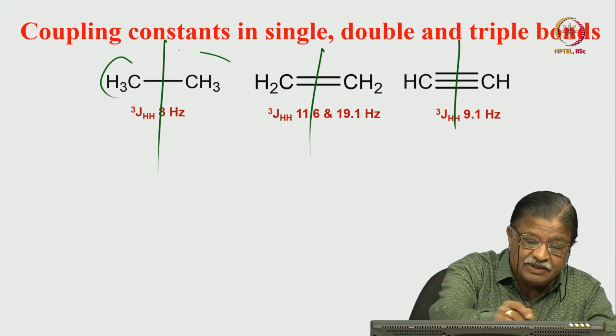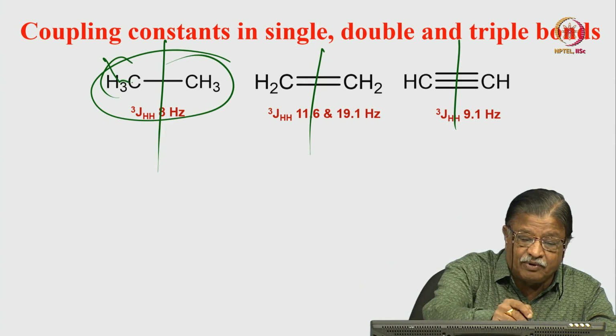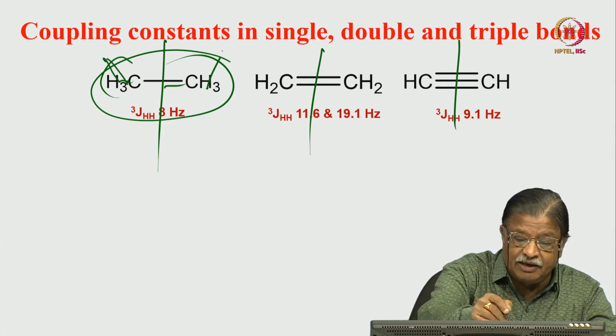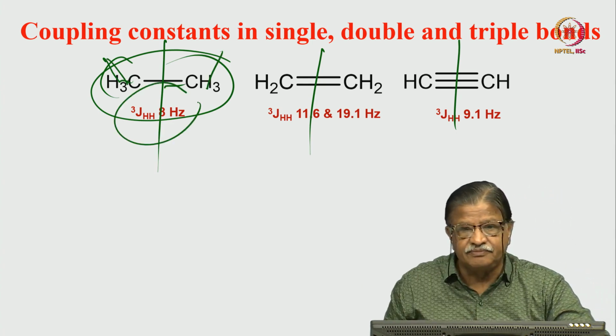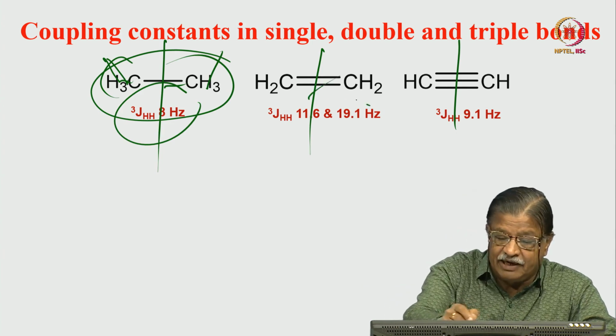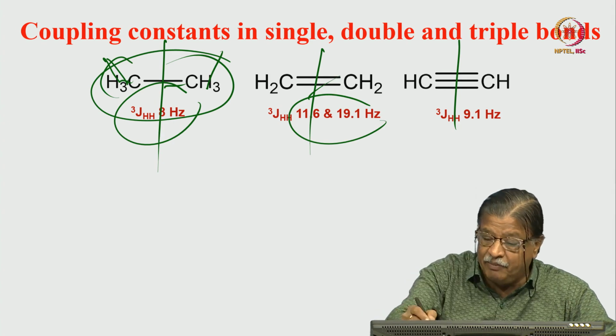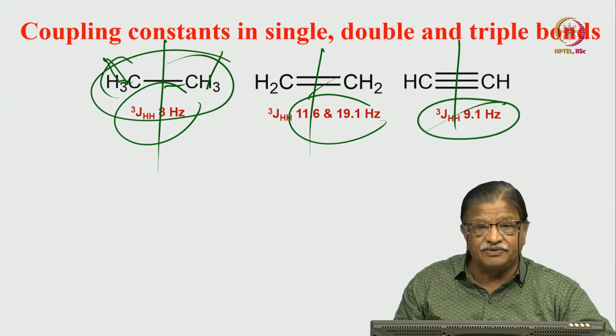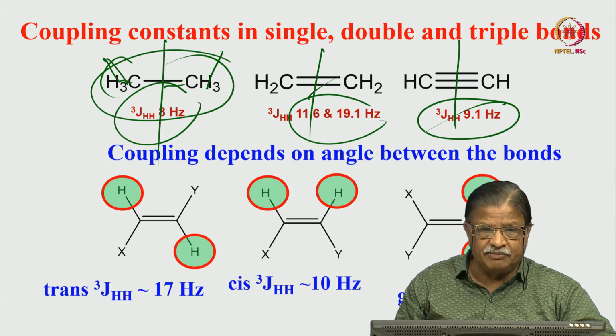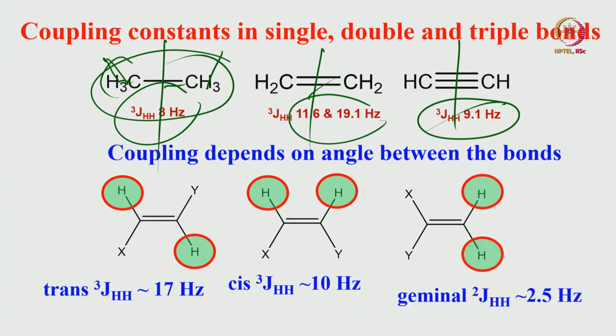But in a molecule like this, with a single bond, the 3 bond coupling of this proton, 1, 2 and 3 bond coupling, is about 8 Hertz. And again, when there is a double bond, it can go about 12 to 20 Hertz. When there is a triple bond, it can be on the order of 9 Hertz in the acetylene molecule. Also, coupling depends upon the angle between the bonds, the angle which these 2 protons are making.